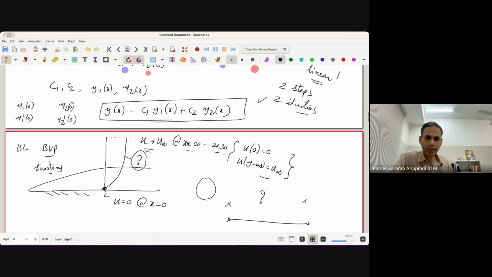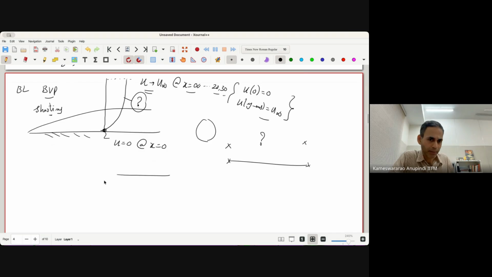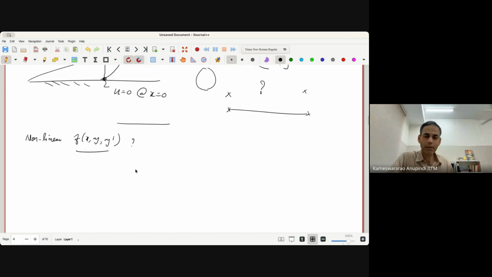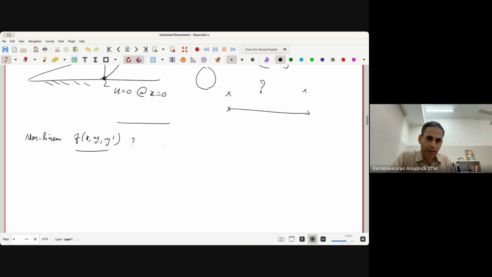So let us look at what will happen in the context of a nonlinear right-hand side, when we have a nonlinear function f of x, y, y prime. When you have a nonlinear function, what will happen is that the relation is nonlinear. What we have done is we have this y prime 0, which we're using to calculate y of L. We are essentially making some guess value and then getting y of L.